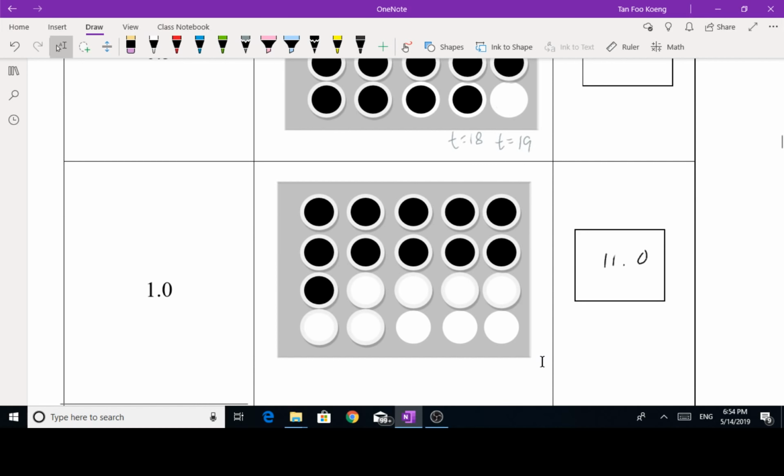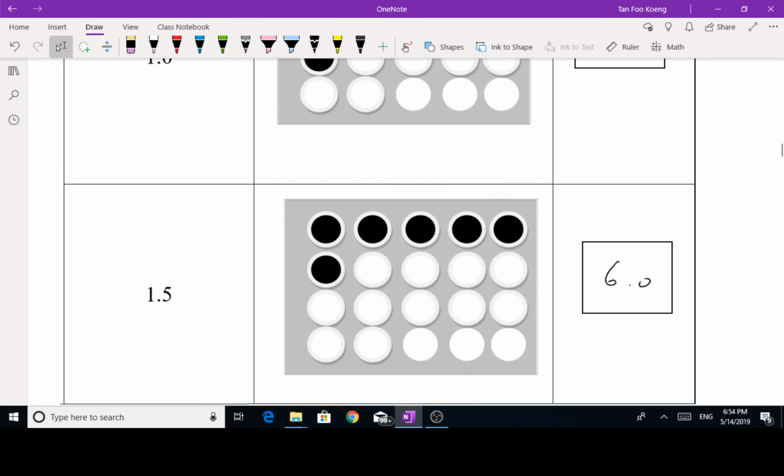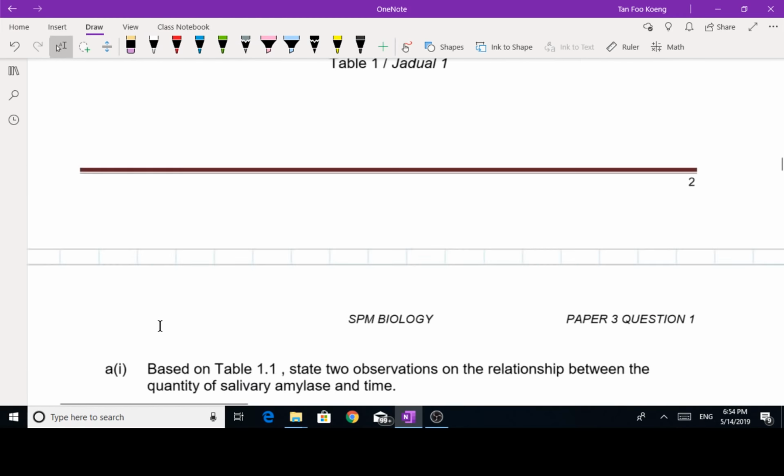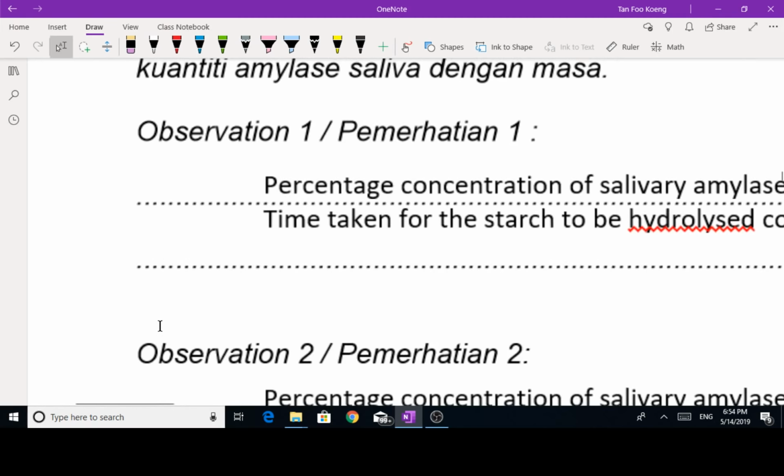Okay, then let's find out the total time taken when the salivary amylase concentration is 1%. So it is t equals 0, 1, 2, 3, 4, 5, 6, 7, 8, 9, 10, 11. On the 11th minute, the starch has been completely hydrolyzed. And this is t equals 0, 1, 2, 3, 4, 5, and 6. In 6 minutes, starch has been completely hydrolyzed. Now we are going to state the MV and the ORV.